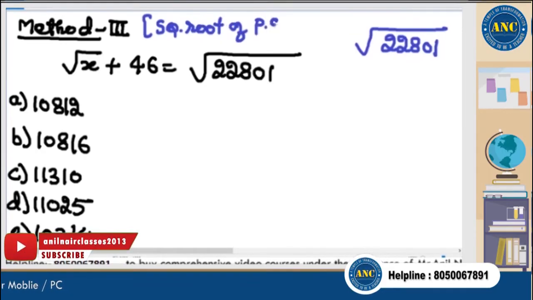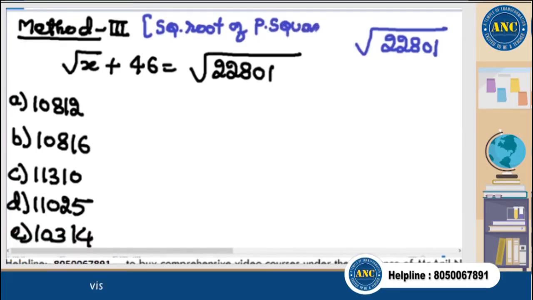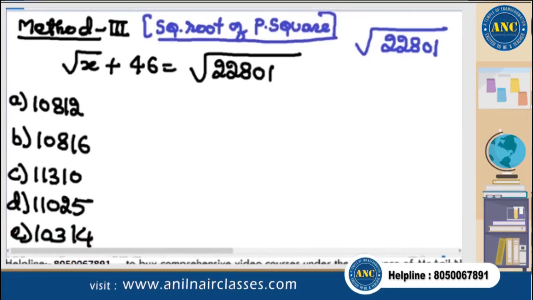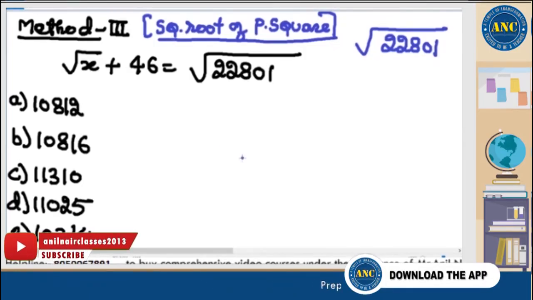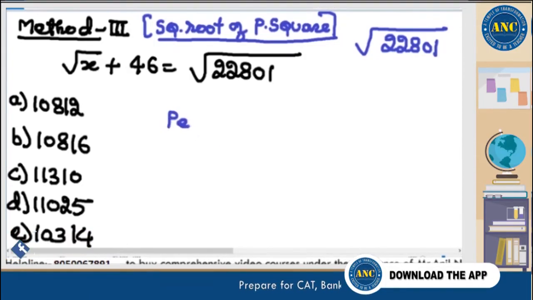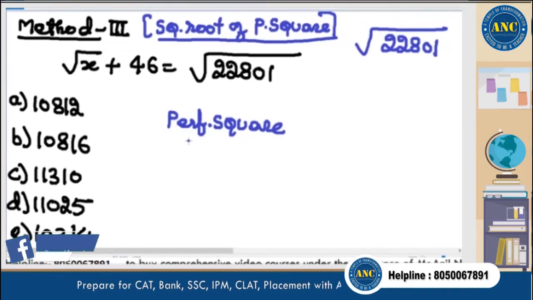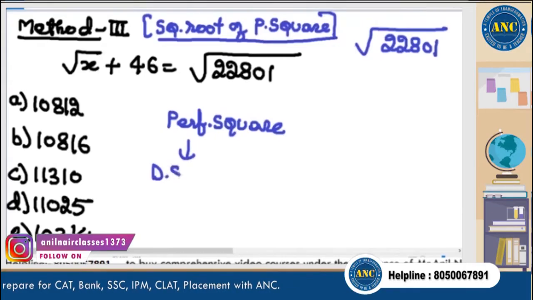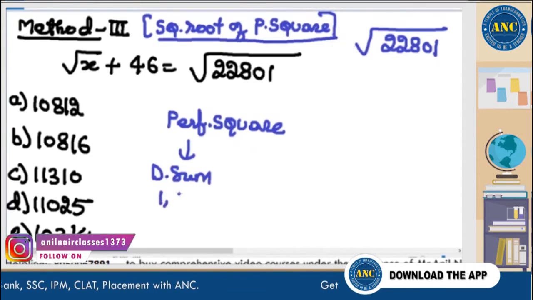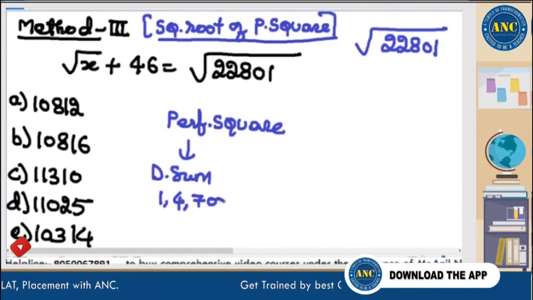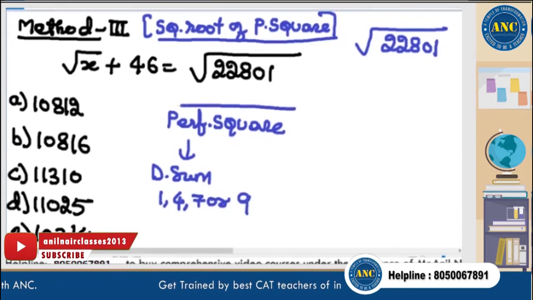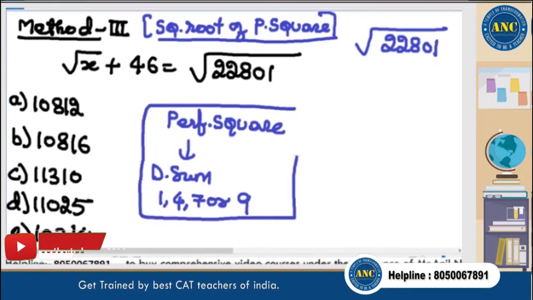How to find the square root of a perfect square. How will we come to know whether the number is a perfect square or not? Already I discussed it in Speed Max. I will repeat it. Every perfect square will have digital sum 1, 4, 7 or 9.